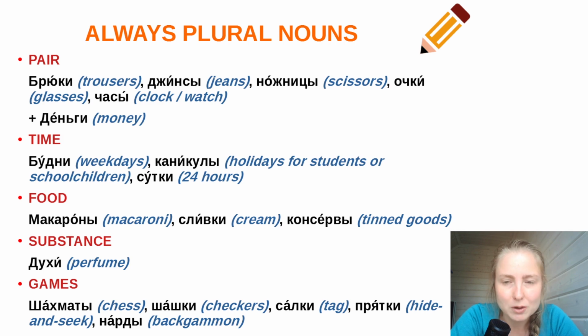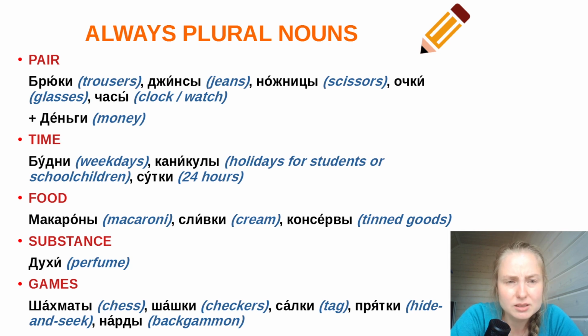The first group I called a pair because of their meaning. So these words are брюки, trousers, джинсы, jeans, ножницы, scissors, очки, glasses, часы, clock, watch. All these words have the ending ы or и, like брюки, очки. These words don't have a singular form, so they are always plural in Russian. And if you meet these words in Russian, we always talk about them like они, they.